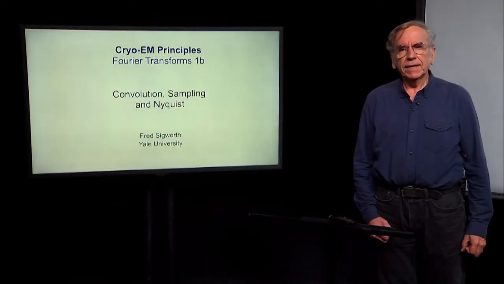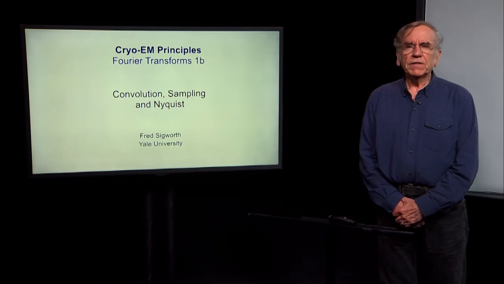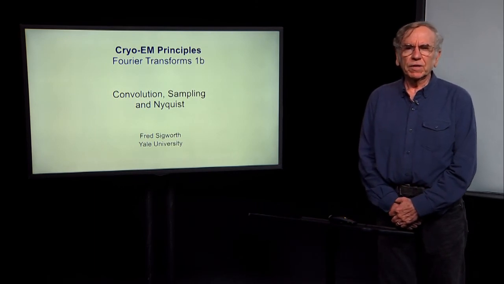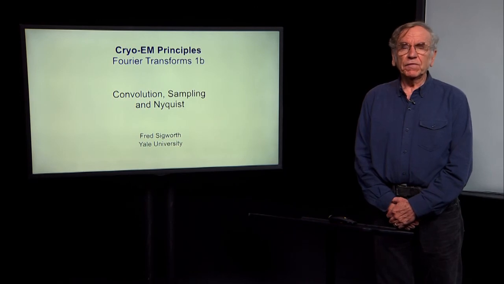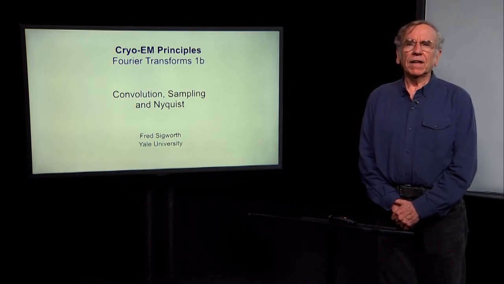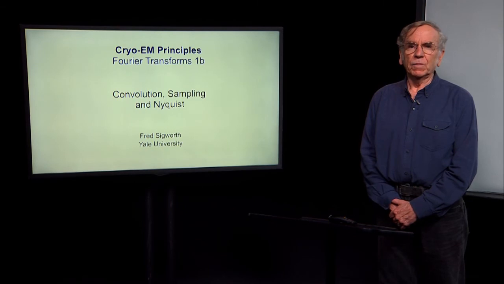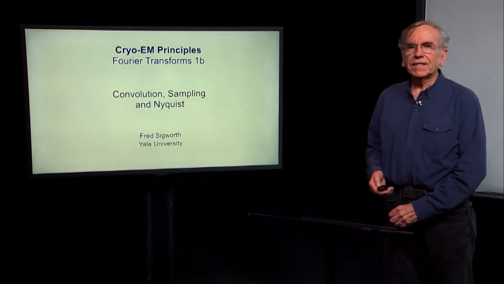This is now the second installment of the lectures on Fourier transforms in one dimension. We're actually going to cover three topics today. We're going to talk about the convolution property of Fourier transforms. We're going to talk about the sampling function, and on the basis of that, we'll talk about a concept that comes up pretty often in CryoEM image processing, and that is the Nyquist frequency. But first, let's get to last time's homework.